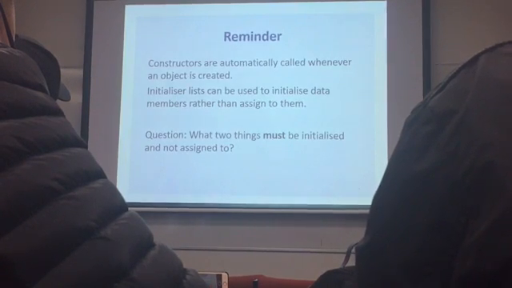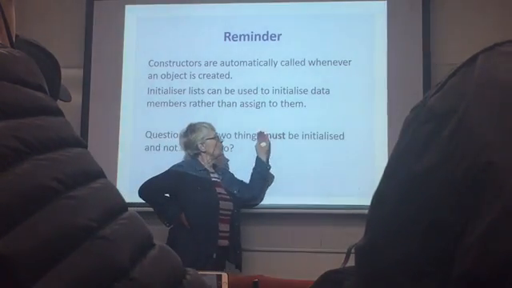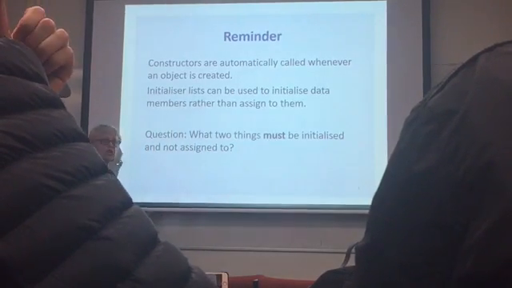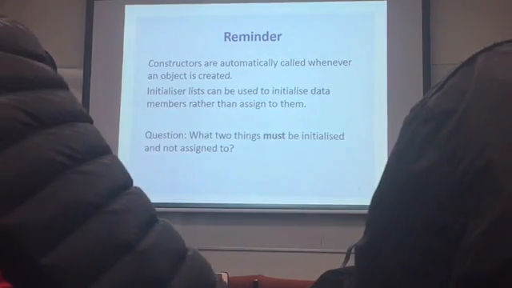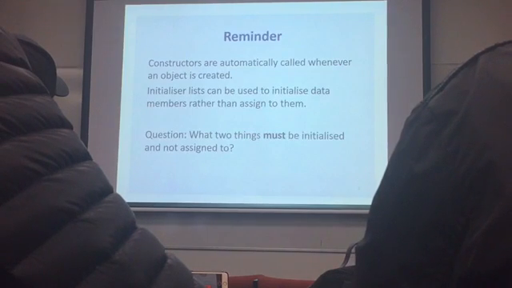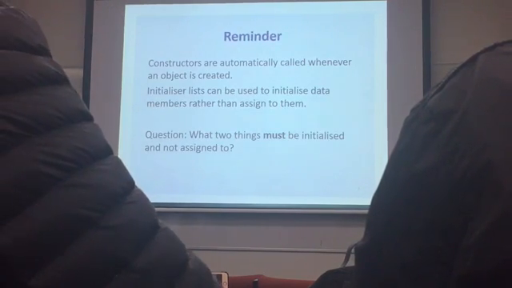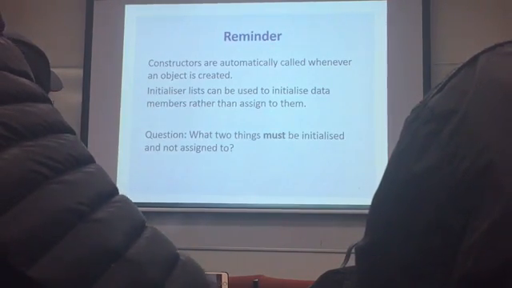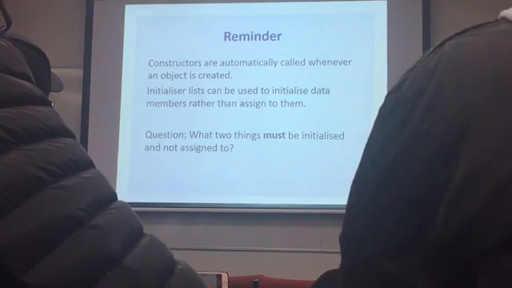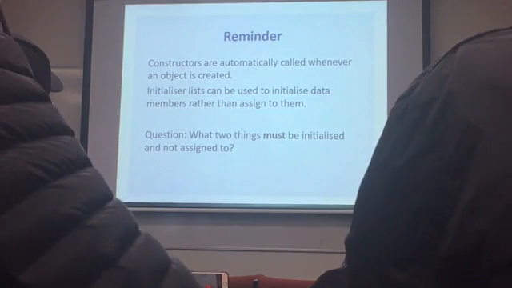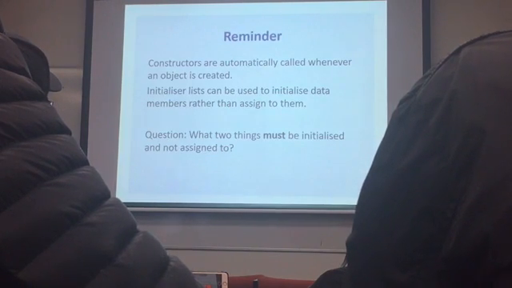So, just to remind us, initializer lists are the only way to initialize some data members. What types of data members are initialized just by initializer list, not by assignments? Remember from Monday? Constant data members, perfect, and reference data members. These are the two cases. You can't use assignment for constant data members, right?